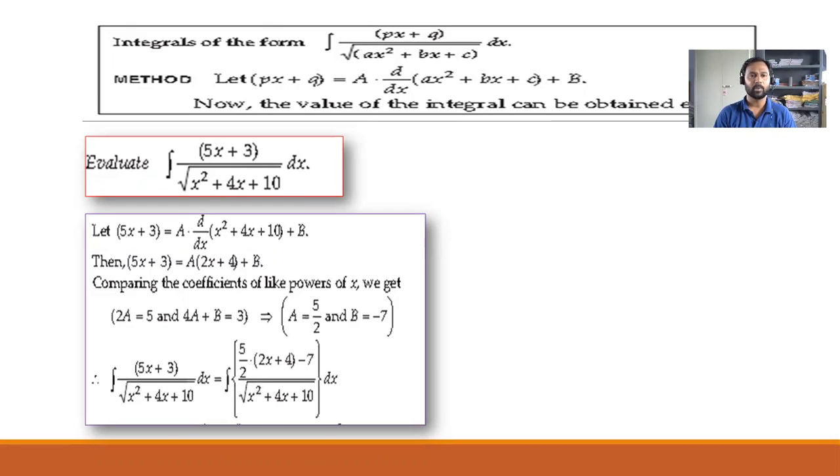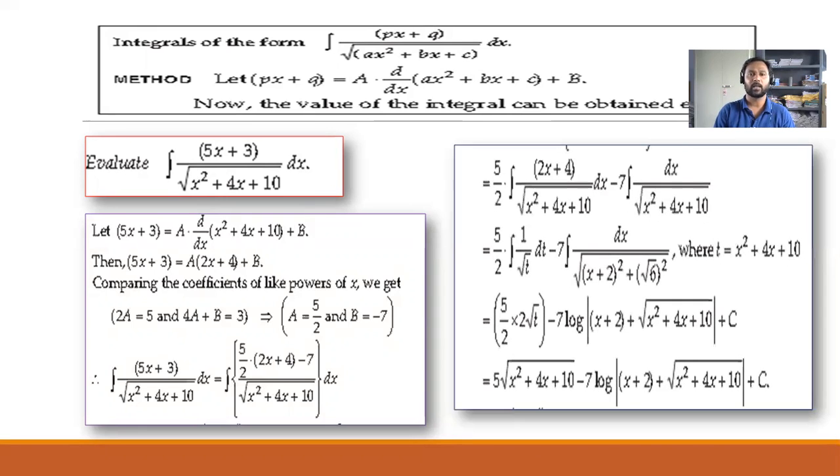After finding A and b, integral 5x plus 3 by root of x square plus 4x plus 10 dx can be rewritten as integral A into derivative. So what we will get is 5 by 2 into 2x plus 4 plus b, that is minus 7, divided by root of x square plus 4x plus 10 dx. Now split the integral into 2, that is 5 by 2 into 2x plus 4 by root of x square plus 4x plus 10 dx minus 7 integral dx by root of x square plus 4x plus 10.